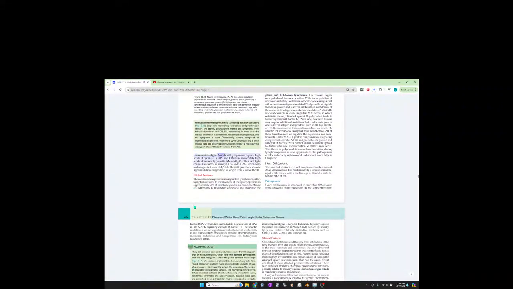Immunophenotype. Mantle cell lymphomas express high levels of cyclin D1, CD19, and CD20, and moderately high levels of surface Ig. This tumor is usually CD5 positive and CD23 negative, which helps to distinguish it from CLL/SLL. The IGH genes lack somatic hypermutation, supporting an origin from a naive B cell.